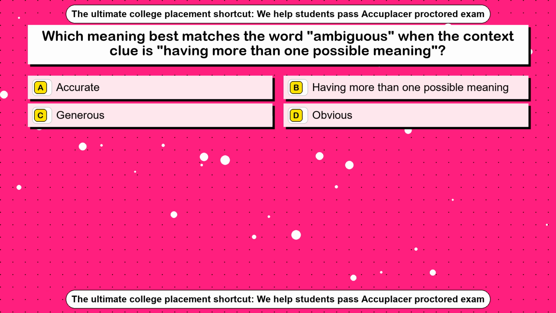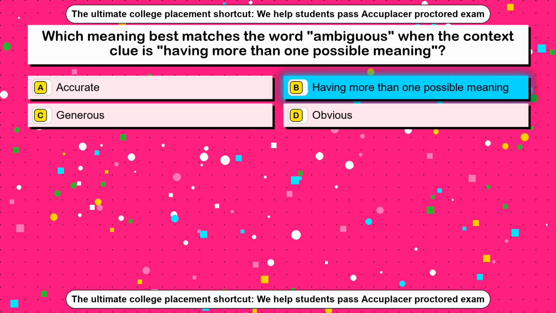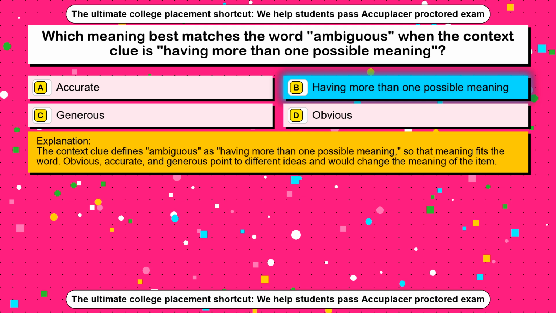Question 76. Which meaning best matches the word ambiguous when the context clue is having more than one possible meaning? Option A, accurate. Option B, having more than one possible meaning. Option C, generous. Option D, obvious. The correct answer is option B, having more than one possible meaning. The context clue defines ambiguous as having more than one possible meaning, so that meaning fits the word. Obvious, accurate, and generous point to different ideas and would change the meaning of the item.